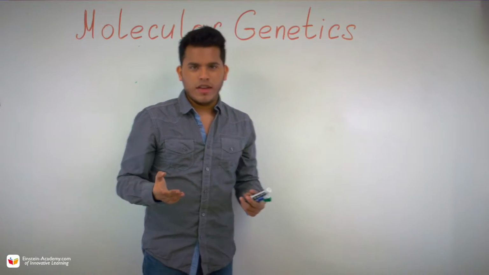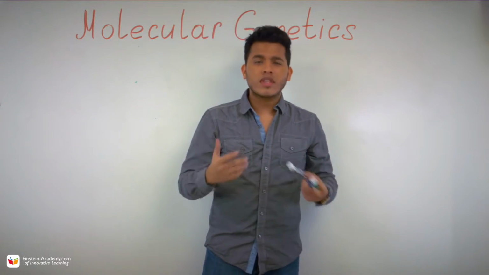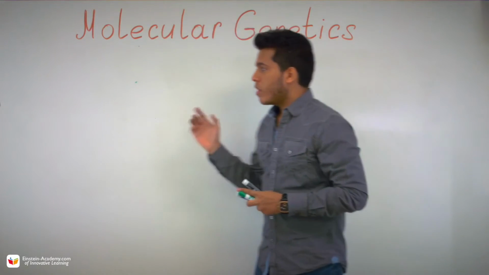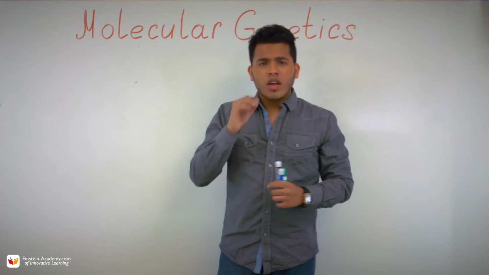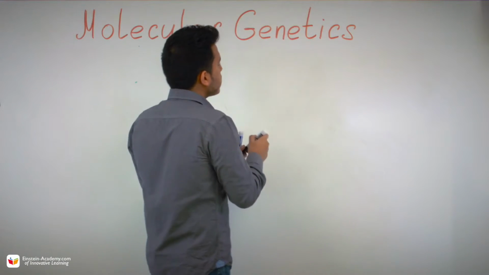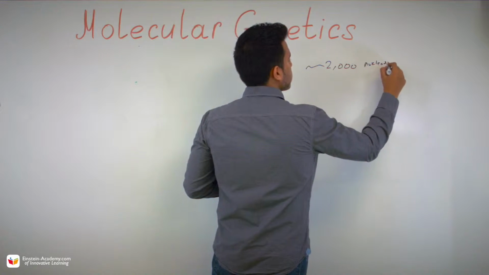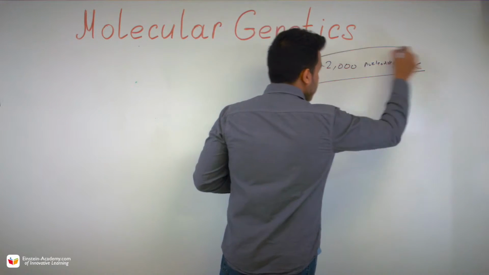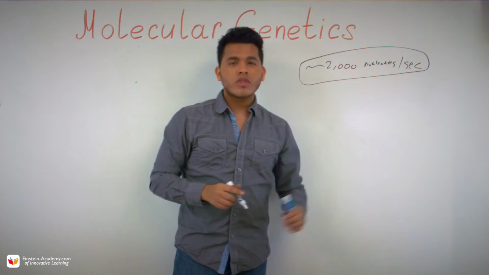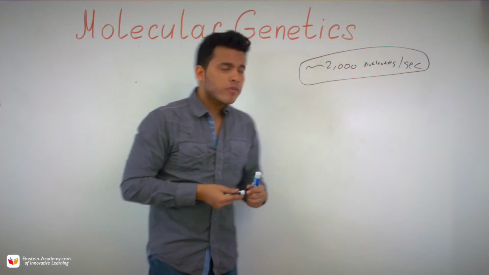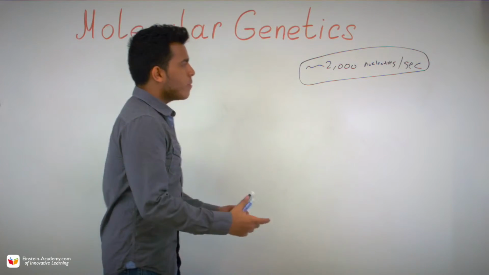How fast does DNA replication occur? I just told you we have thousands and thousands of bases to replicate. We are able to replicate about 2,000 nucleotides per second. This is incredible. Every second we're able to replicate about 2,000 nucleotides. That is really phenomenal. So the speed is incredible, but now comes the accuracy.